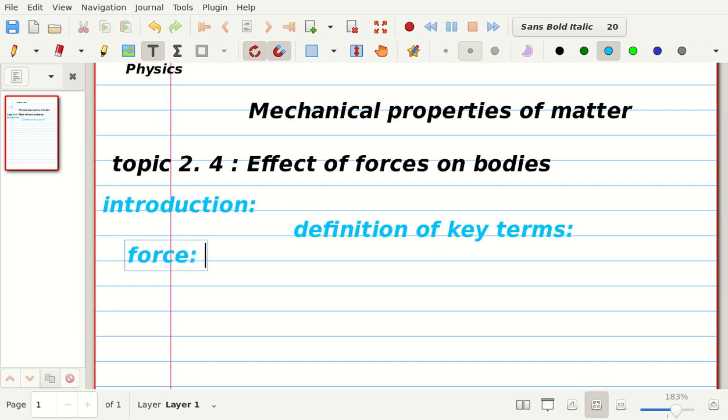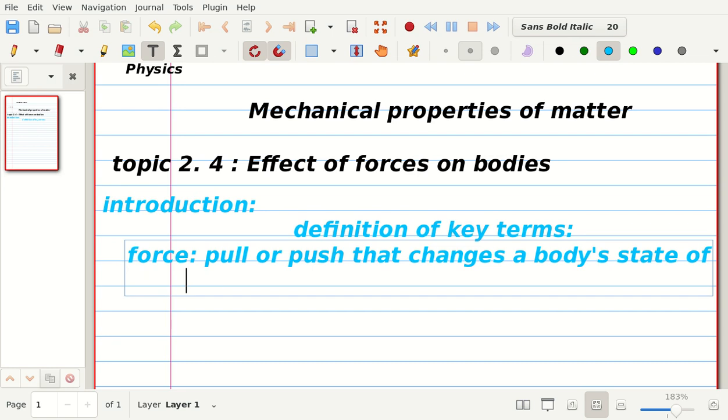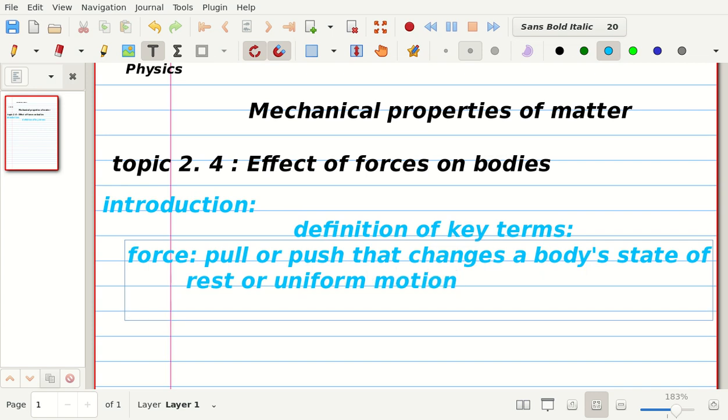What is force? Force is a pull or push that changes a body's state of rest or uniform motion. Sorry about that. That is our definition number one.